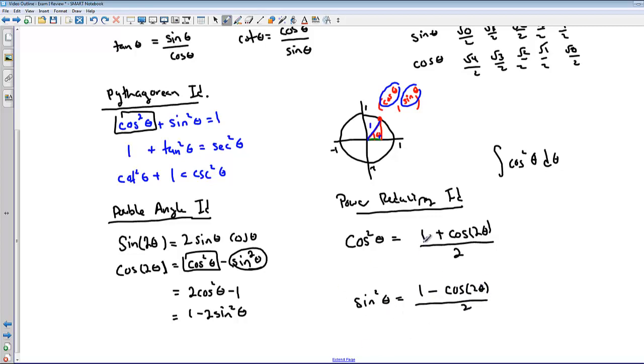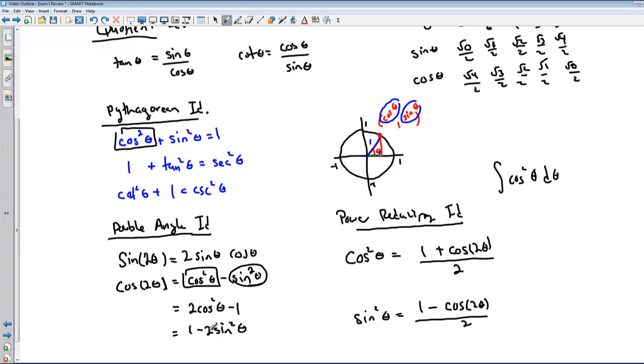And sometimes I use these actually right here to develop these down here, because I can solve this for cosine 2 theta and I get this formula right here. I can solve this for cosine 2 theta and get that formula down there. But these are the basic sort of trig identities you should be somewhat familiar with.